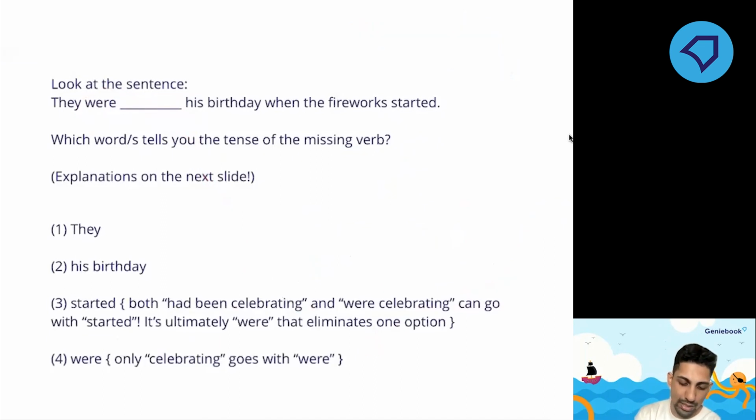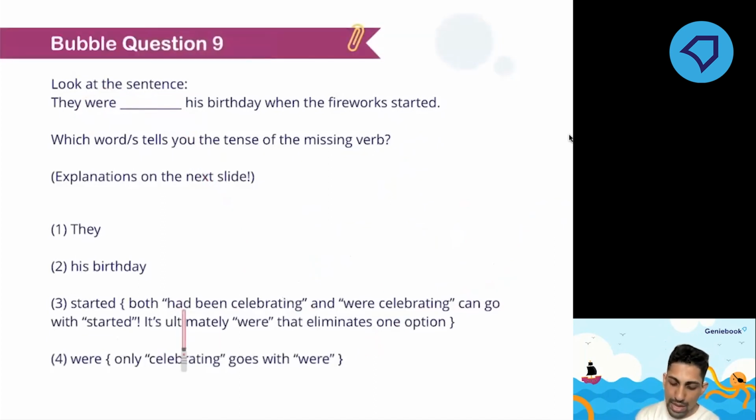So this is the explanation. Had been celebrating also can match. Were celebrating also can match. But because we have the word were, we have to eliminate had been celebrating. That was what I was trying to say. Okay? In case anyone needs to take a screenshot, this is it. All right. So by the way, Wildan, you wanted an explanation. Was it for question 8?